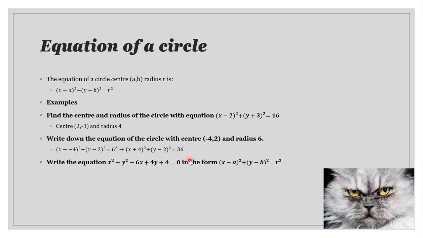Write the equation x squared plus y squared minus 6x plus 4y plus 4 equals 0 in the form x minus a squared plus y minus b squared equals r squared. So I rushed through the last two because they're quite simple. This one is slightly more complicated. So, firstly, put the x terms and the y terms together, and then put any numbers to the other side, like this.